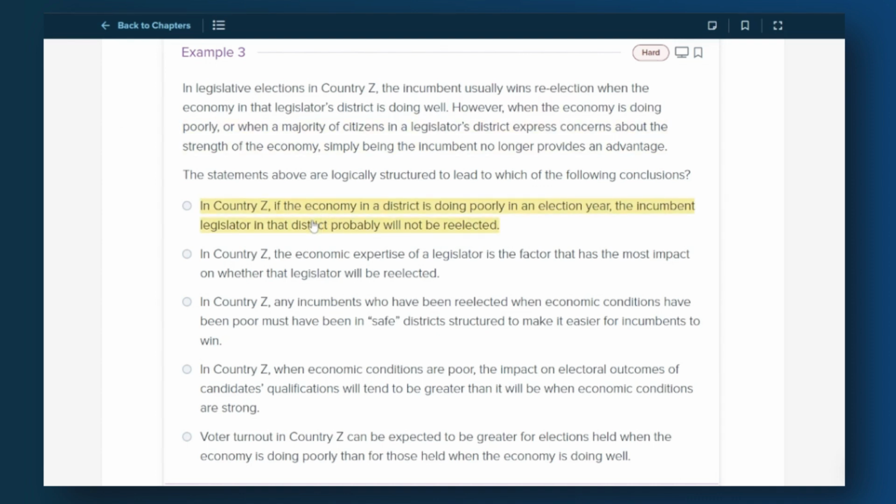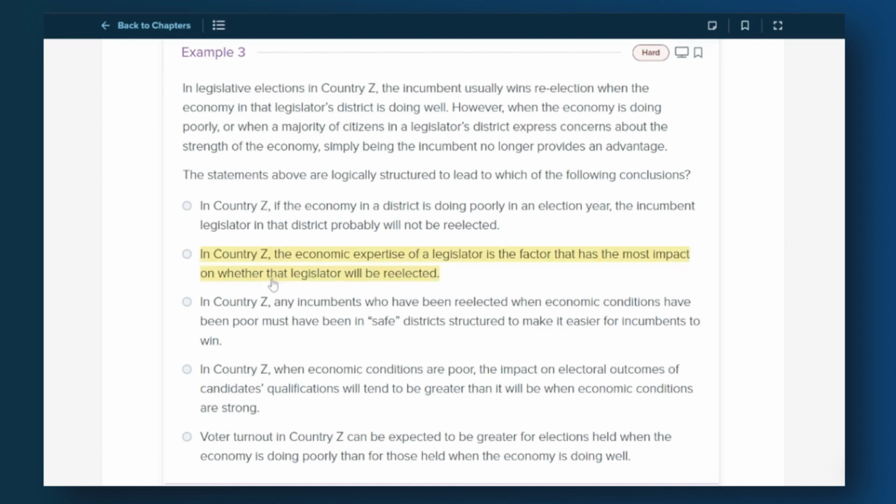A, therefore, in country Z, if the economy in a district is doing poorly in an election year, the incumbent legislator in that district probably will not be reelected. Not necessarily. All it's stating is that being an incumbent doesn't provide an advantage in that case. If you're running against some dude everyone hates, you're probably still going to have a chance even if the economy was bad.